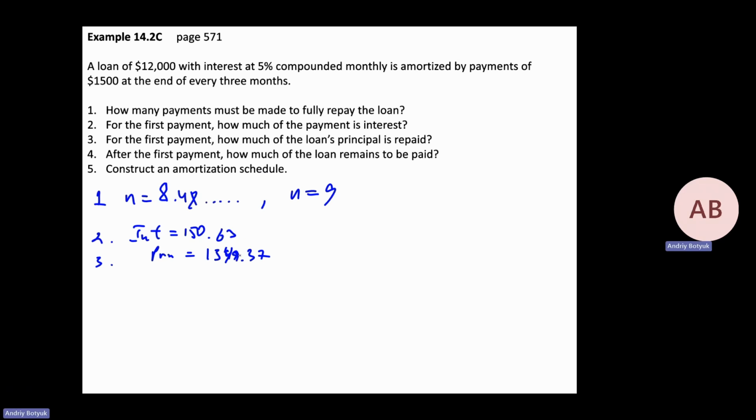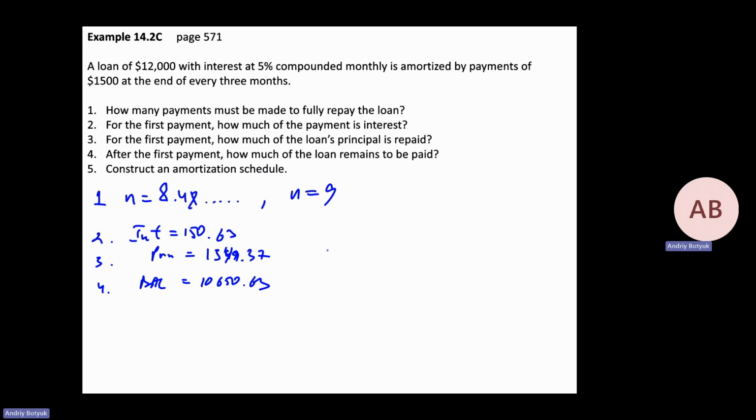After the first payment, how much remained to be paid? So the balance, what I have, 10,650.63. Good.